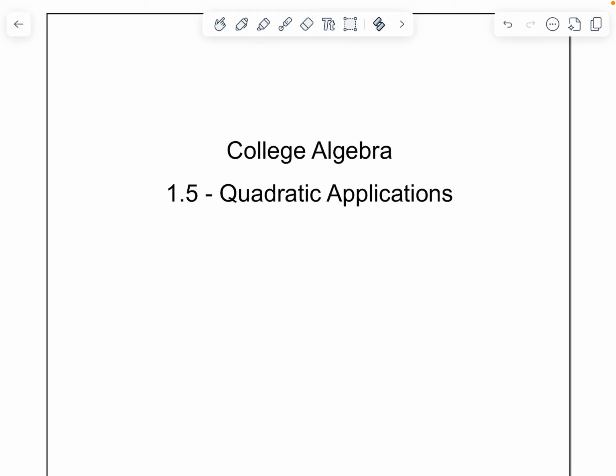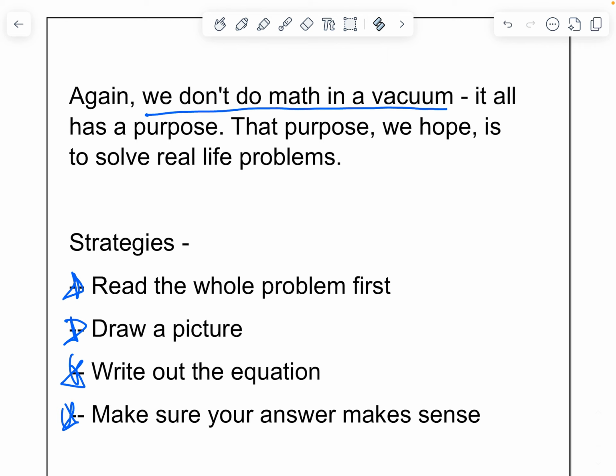Now that we know some strategies for solving quadratic equations, let's try to solve some quadratic applications. Remember, I like to always say that math doesn't live in a vacuum, and we want to actually take these skills and apply them to some real life problems.